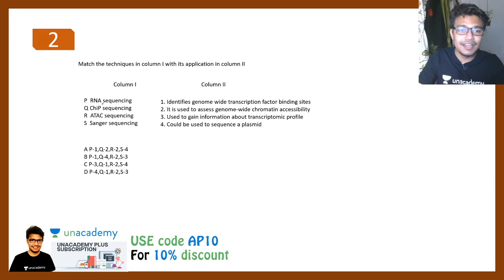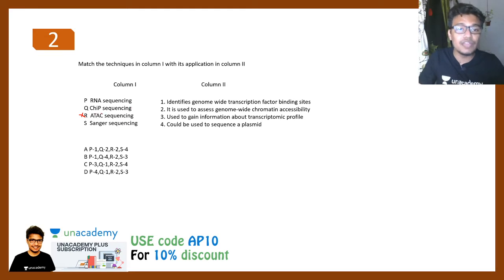So here things are pretty similar to what you have faced in other questions. For example, you know Sanger sequencing, you have heard about ChIP sequencing or RNA sequencing, but you have no clue about ATAC sequencing. They would always give one particular thing that you have no idea of, so don't worry about it. This particular item is given to confuse you, so don't bother about these things. Always start with a known factor in these questions.